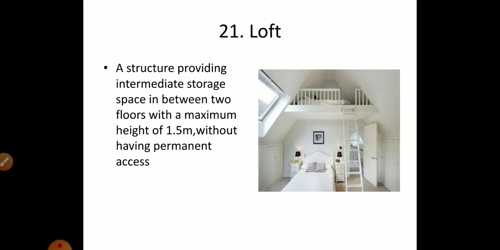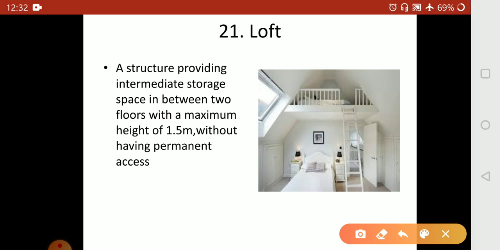The next part is the loft. So what is loft? In Marathi we call it potmala. Loft means a structure which provides intermediate storage space in between two floors with a maximum height of 1.5 meter without having a permanent access. You can see here this is called a loft. The height is 1.5 meter, without permanent access. You can see this is a ladder. So this is called a loft.